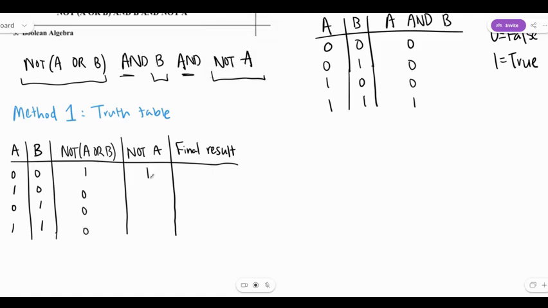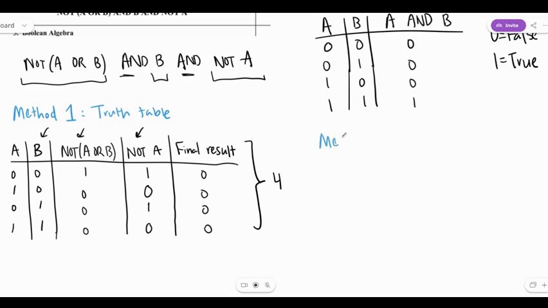Not A is 1, 0, 1, 0. So in order for the final result to be true, then these 3 columns must all be true. And we see that this never happens. Therefore, the number of correct answers is 4.